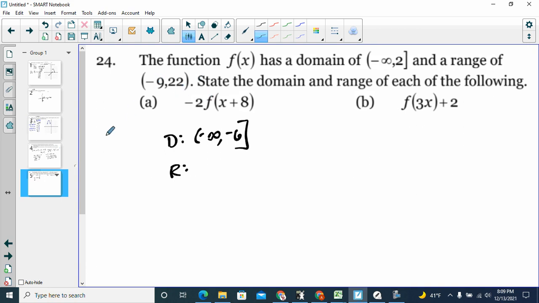So negative 9 times negative 2 is 18, and 22 times negative 2 is negative 44. This was a parenthesis, so it was this one. We always write them least to greatest, so our range is going to be negative 44 to 18. Both are parentheses. If this was a bracket on the 18, it would go with the 18.